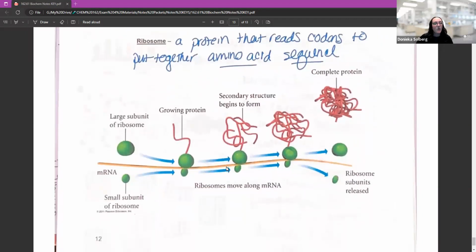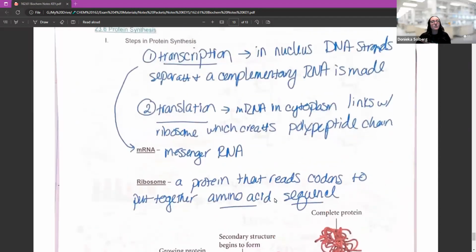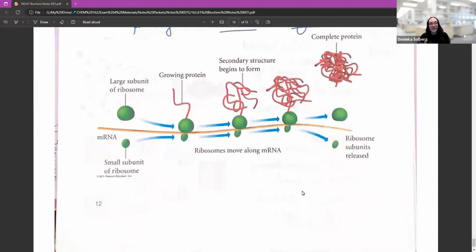Okay. Got my mRNA strand that came out of the nucleus. It's already been transcribed. Now we are going to translate it into protein structure, which is completely different. So transcribing is just putting from DNA to RNA. Did I say that right? Yes. And then translating is creating a new thing from that mRNA strand.